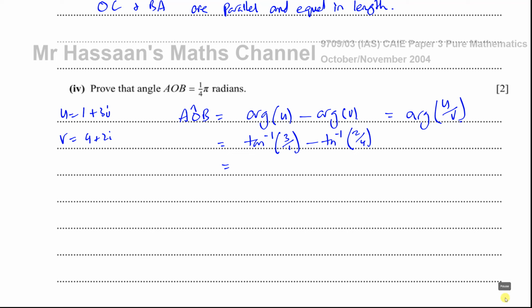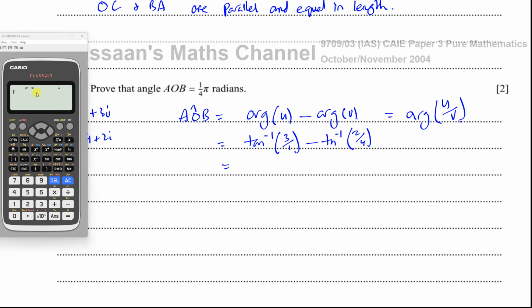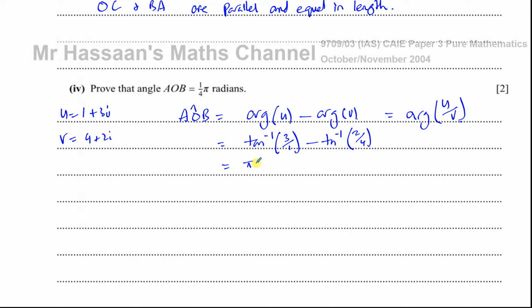So if we take the calculator and do inverse tan, we make sure we're in radian mode. We should always give these answers in radians when we're dealing with complex numbers and arguments. If you're not sure, press shift, menu, 2 for angle unit, and 2 for radian. So we have inverse tan of 3 over 1, which is inverse tan of 3, minus the inverse tan of 2 over 4, which is the same as a half. And that gives us pi over 4 radians. So there we have the answer. We've shown that AOB is equal to pi over 4.